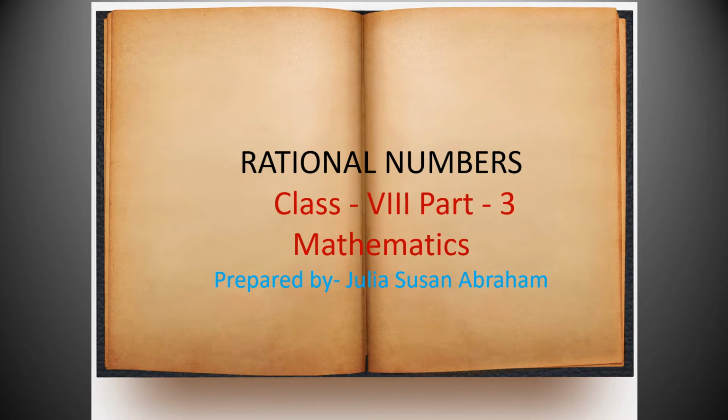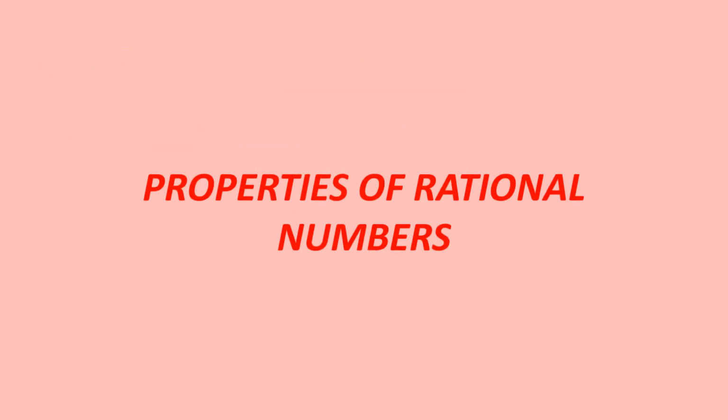As you know, rational numbers are numbers which can be written in the form p by q, where p and q are integers and q not equal to 0. Today, let us discuss the properties of rational numbers. Let us start with closure property.